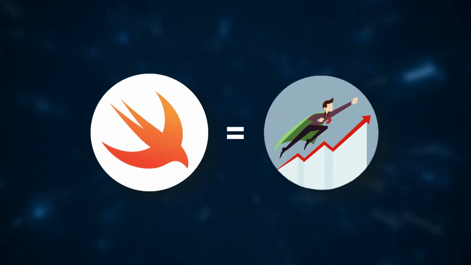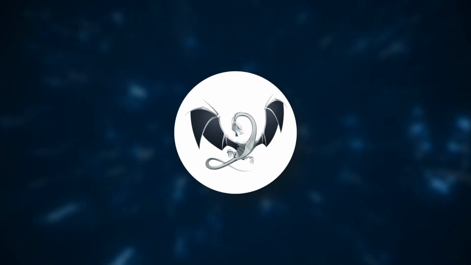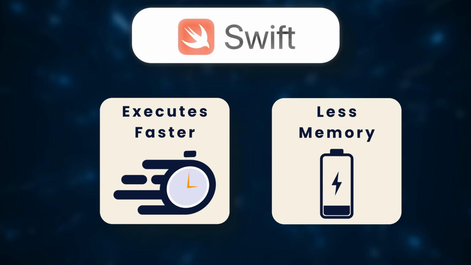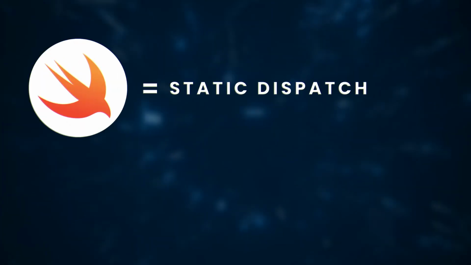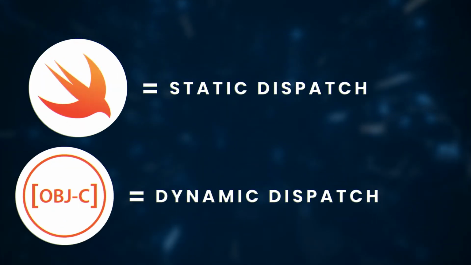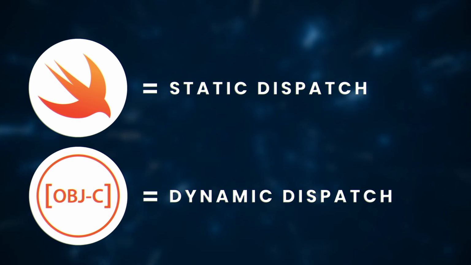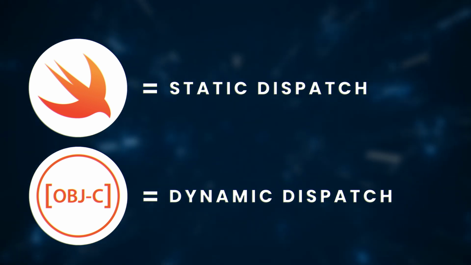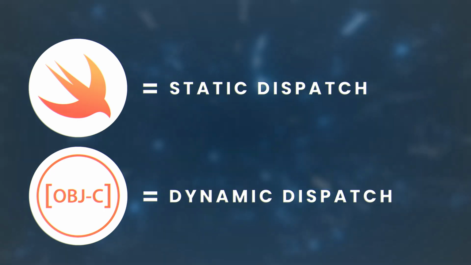Swift was built for performance. Using the LLVM compiler, Swift often executes faster and uses less memory than Objective-C. Swift relies on static dispatch, while Objective-C uses dynamic dispatch, more flexible but slower. Swift also promotes value types, which help optimize memory usage.